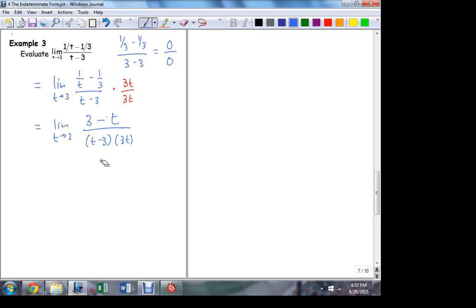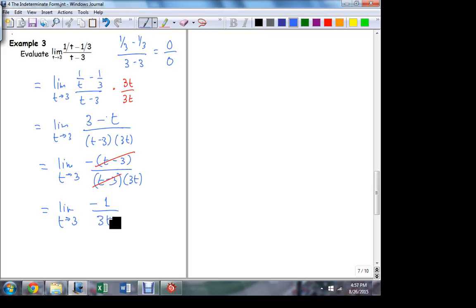Yeah, can factor out the negative. This numerator, if I want to reverse the order of subtraction, all I've got to do is factor out the negative. Right? 3 minus t is the negative of t minus 3. Right? Negative t plus 3. I just turn things around. Being so close, that's the observation that I needed. Now, these are exactly the same. They really only differ by that sign change. And so once I've canceled that away, now I've got negative 1 divided by 3t.